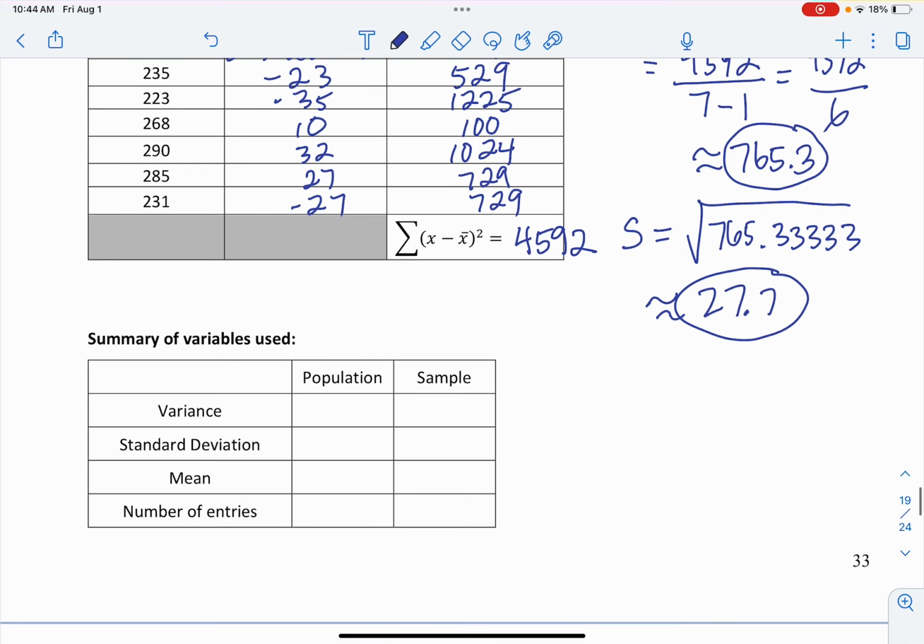Okay, we'll finish off this page and then take a little break. Just a summary of variables. There are lots of them floating around now. Variance for the population is sigma squared. Standard deviation for the population is sigma. Mean is mu. And the number of entries is capital N, population size. For a sample, all that changes. The variance is S squared, standard deviation is just S, mean is X bar, and sample size is lowercase n.